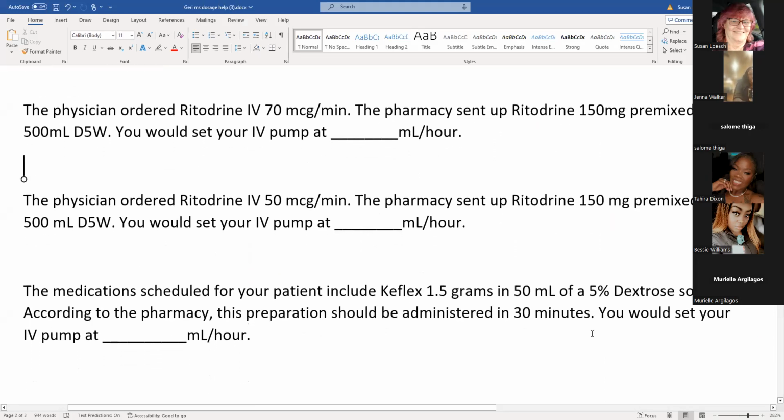This one here is saying, what would you set your IV pump to in mLs per hour? All right, now I put these in here specifically because I just want you to understand about reading these questions. It's asking you for mLs per hour, and what do you have given in the question? So we have what you have on hand, right, which is your 150 per 500. And you know that the doctor ordered the medication at 70 micrograms per minute.